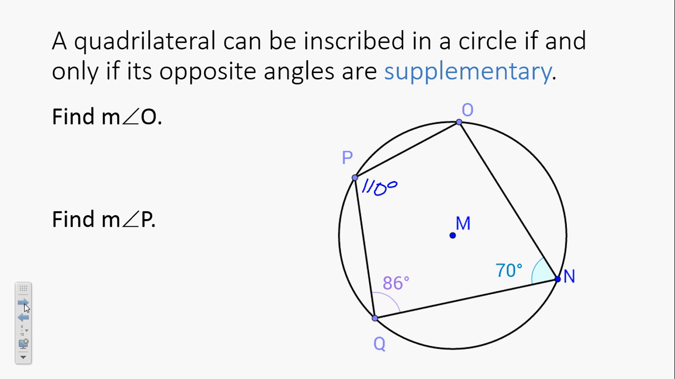Everybody understand and see why? Okay. Opposite angles are supplementary, so N and P add up to 180. So angle N plus angle P have to add up to 180 degrees. So what does angle P have to be? 110. Okay. All right.